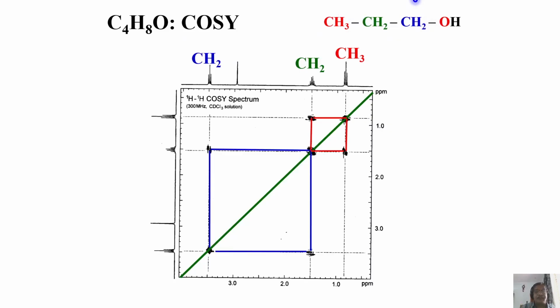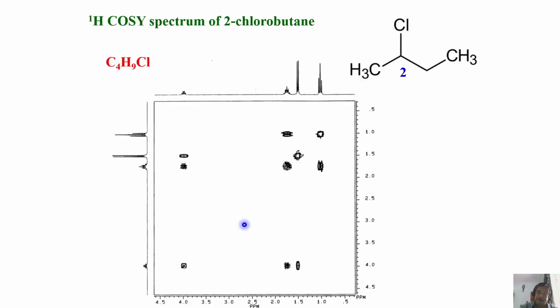Very easy to assign. You understood now how to assign the COSY spectrum. And OH, there was no cross peak because OH is not coupled. So I am not seeing any cross peak to OH. In principle, there should have been a diagonal peak. It is missing. It's okay.